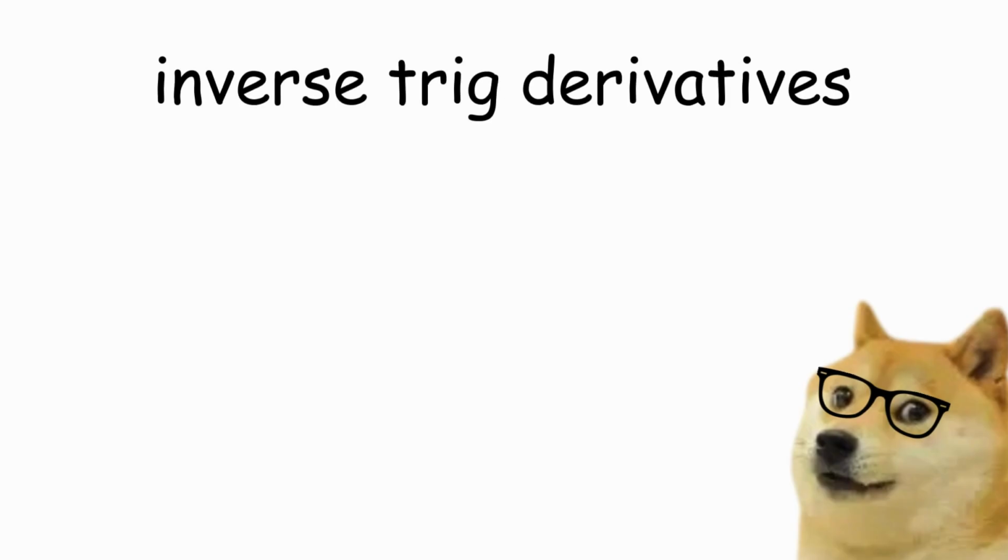Now with implicit differentiation stored in your old noggin, you'll be able to comprehend derivatives of inverse trig functions like arcsine and arccosine. Now consider the function y equals arcsine x. We have no idea what the formula for the derivative is, so we can't just plug and chug. But we're smart, so we can figure it out ourselves.